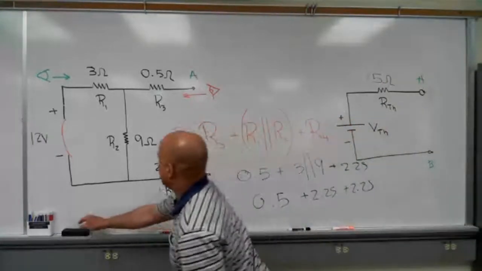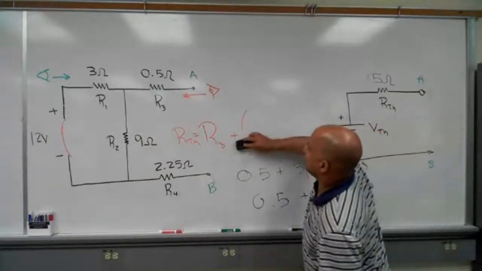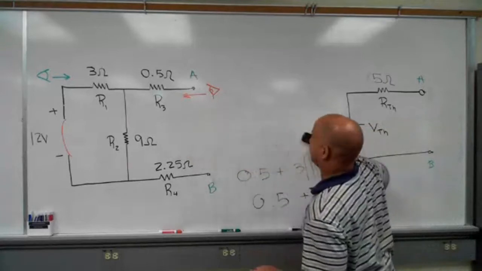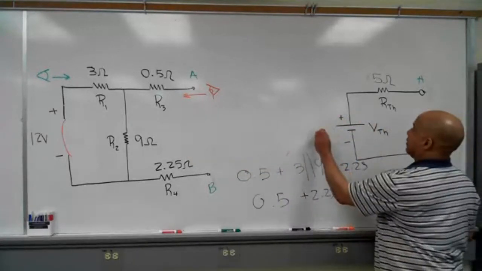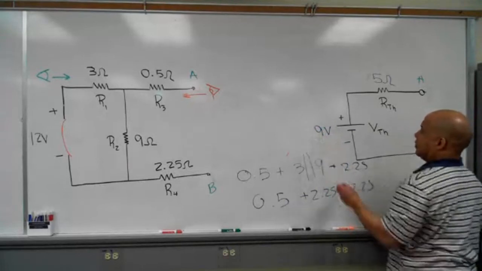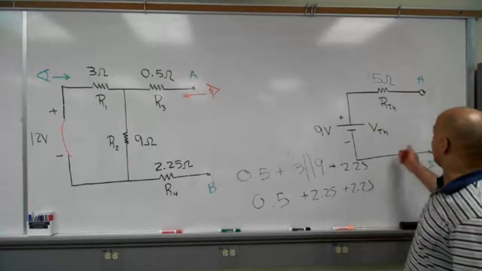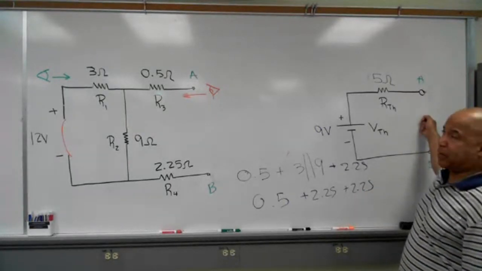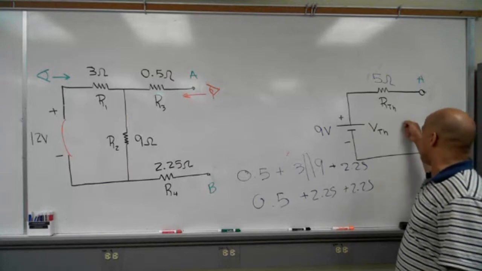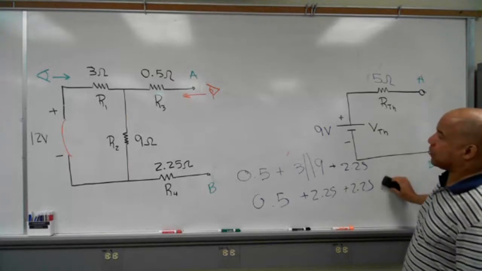And there's my Thevenin circuit. I'll remove this. And this was 9. So there's my Thevenin circuit. The only thing I can ask for would be the value of RL for maximum power transfer. But by now you know that RTH and RL have to match if I want maximum power transfer to happen.